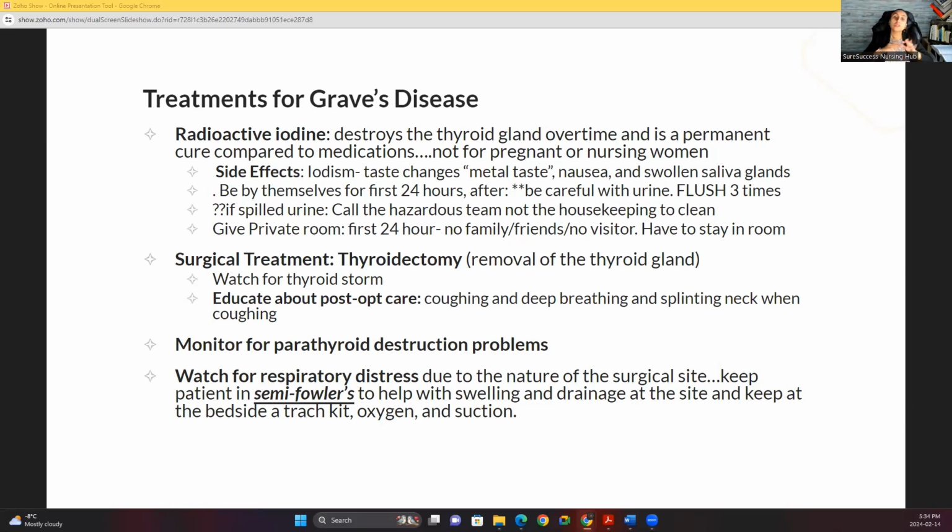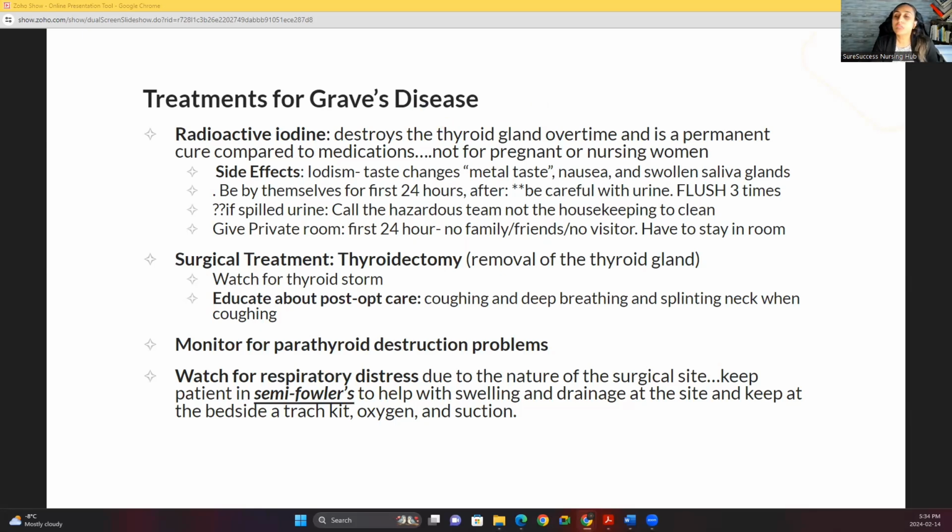You are going to call the hazardous team of the hospital. Tell them, I have radioactive urine on the floor, please tell us what to do. All right. Your job is done by calling them. Thyroidectomy: educate on the post-op care and watch for respiratory distress in the patient.